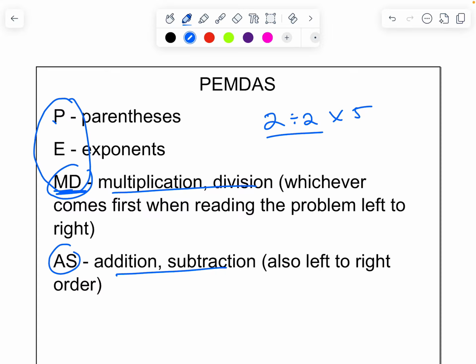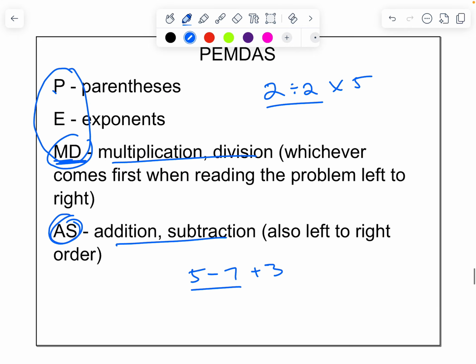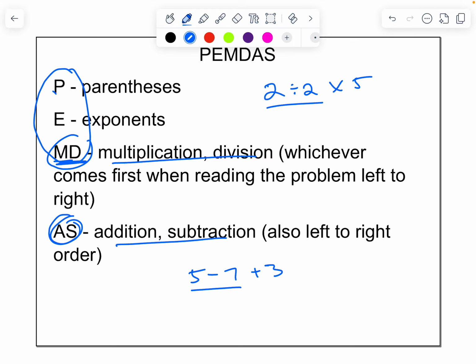Multiplication and division are as important as each other. Addition and subtraction are as important as each other. So if I had 5 minus 7 plus 3, I'm going to do the subtraction first because that's what I get to first. Addition and subtraction are equally as important.